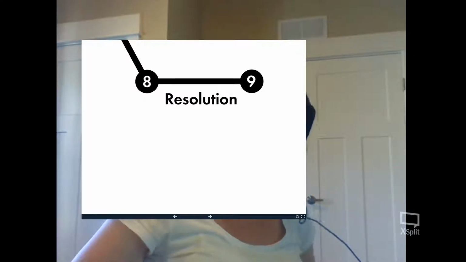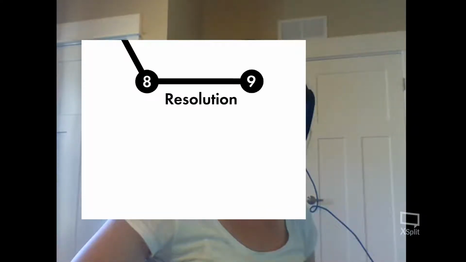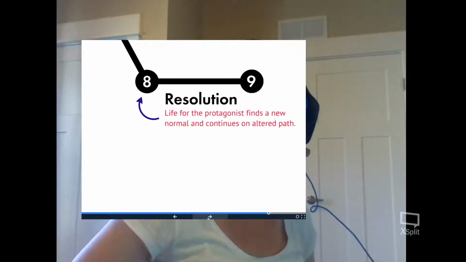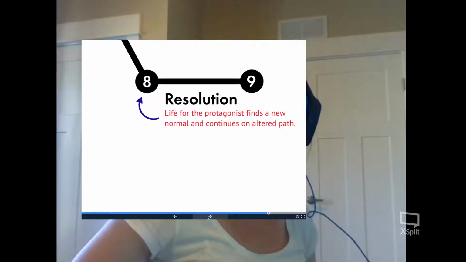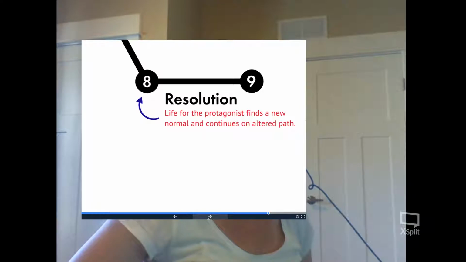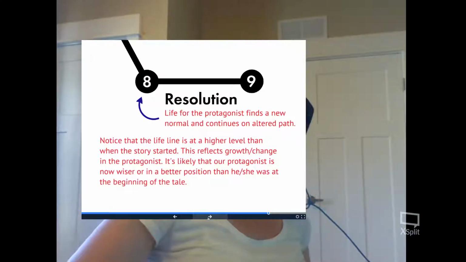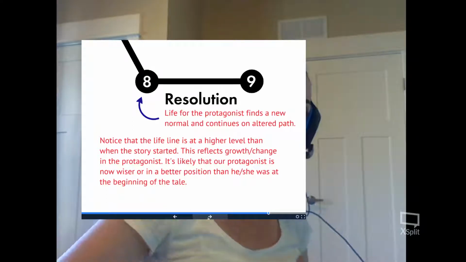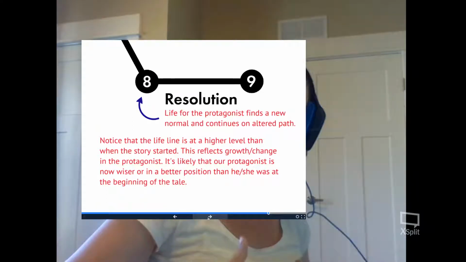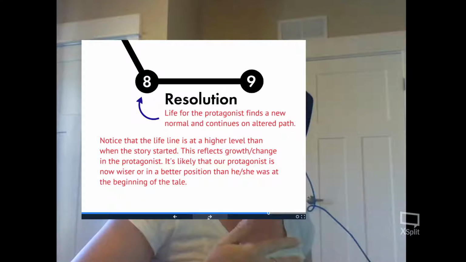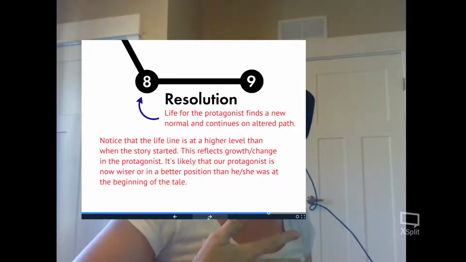Which is going to lead us to our resolution, or our ending. The life for the protagonist finds a new normal and continues on an altered path. Notice that the lifeline here, the story arc, this pyramid, is at a higher level than when the story started. This is going to reflect the growth or change in the protagonist's life.